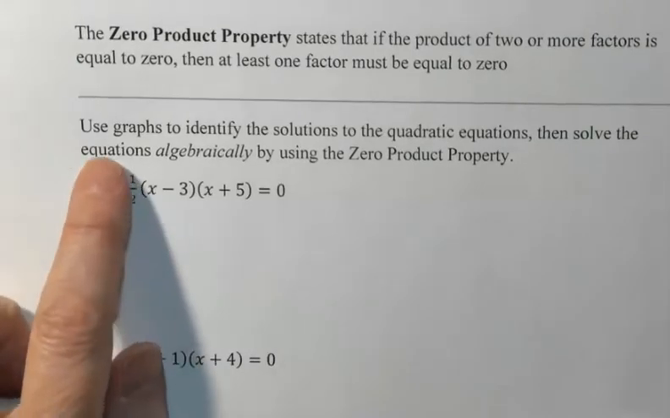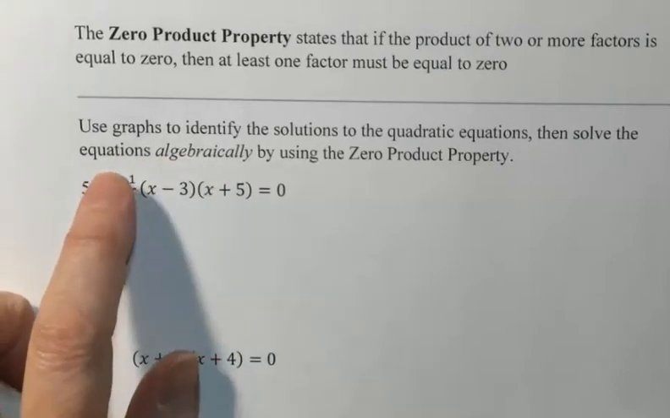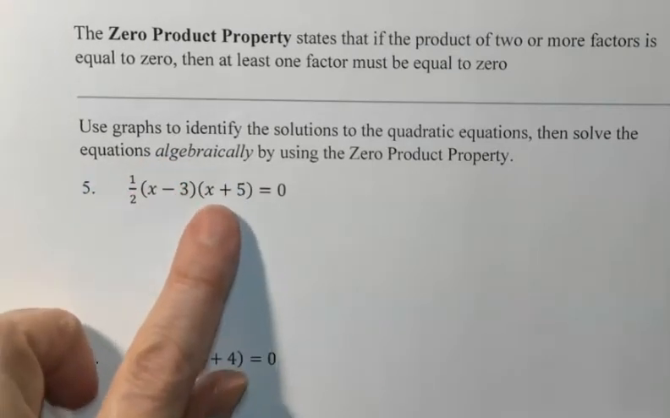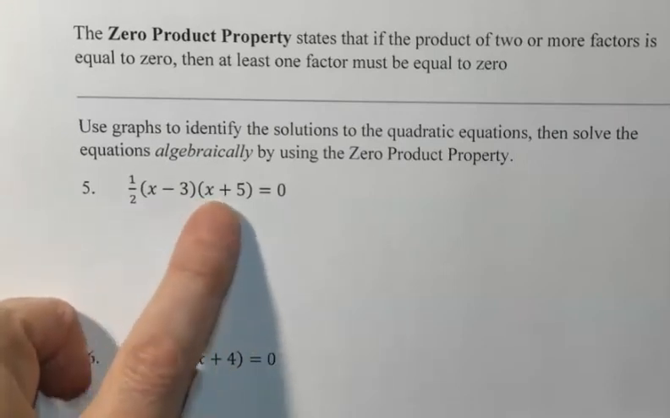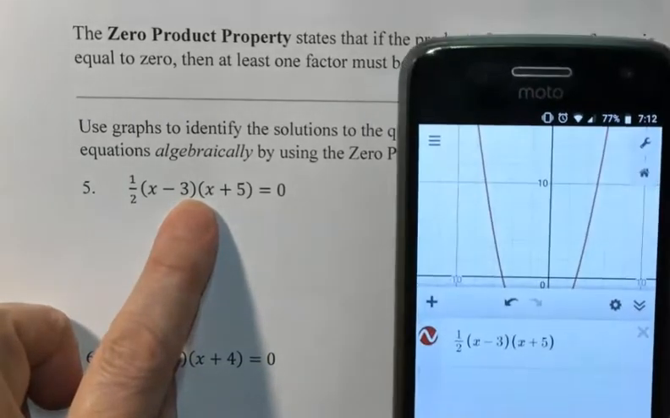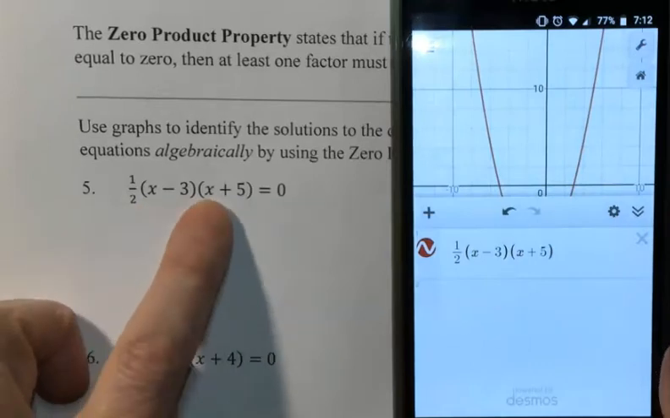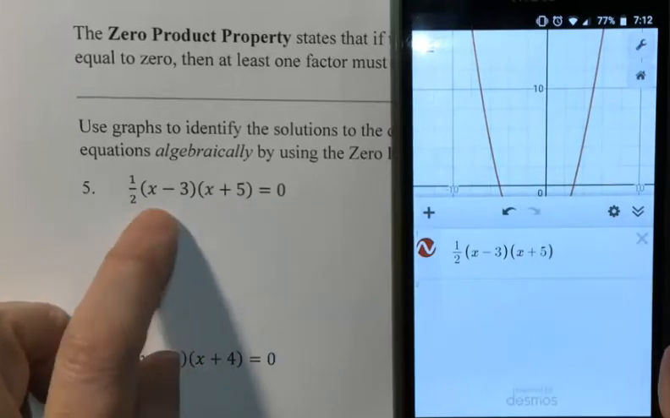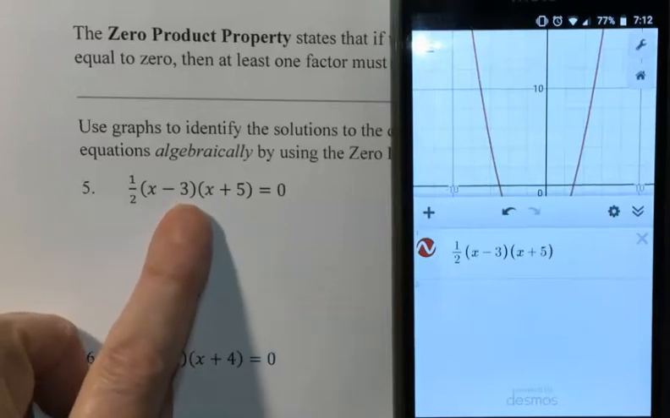In these problems, we are going to use graphs to identify solutions, same as before, and then we're going to solve them algebraically by using the zero product property. So notice these equations are now in factored form. They are not in vertex form, but it doesn't really change how we start. We're going to type in this expression for our y1. You could put y equals or not. The y is optional. But when you type this, it's going to produce a parabola.